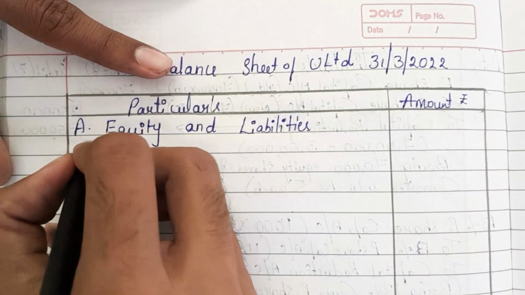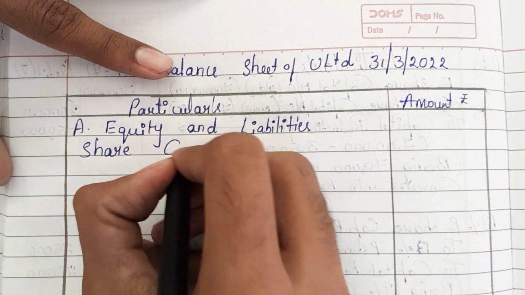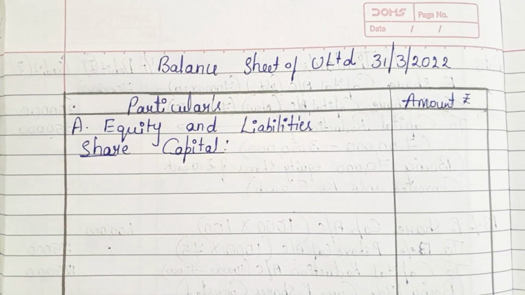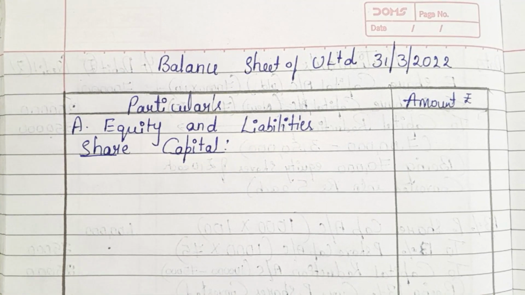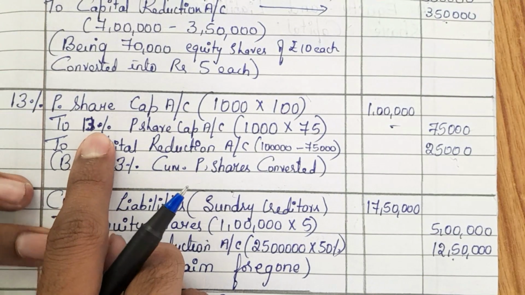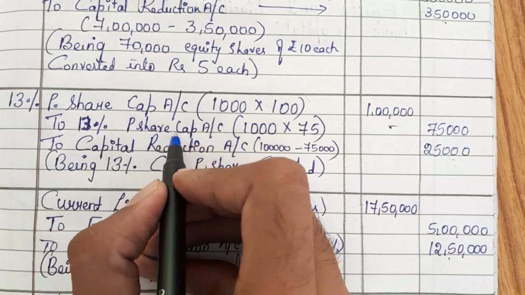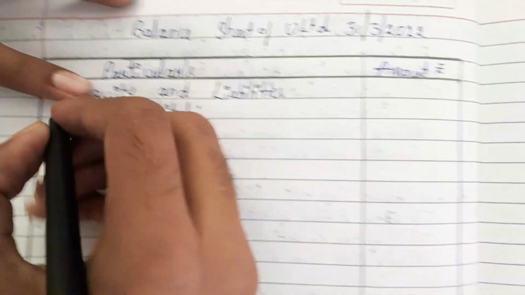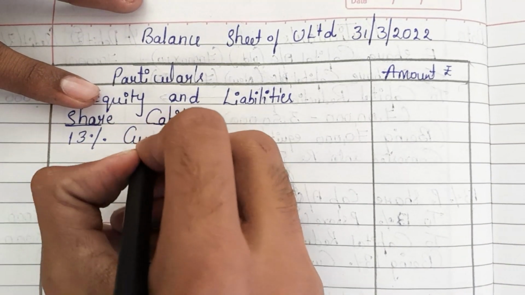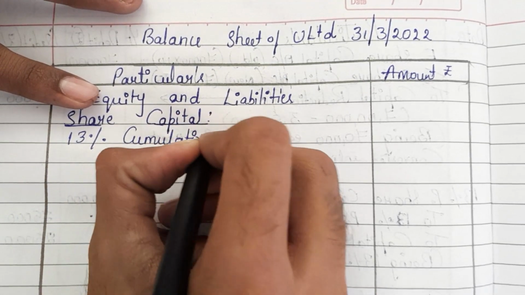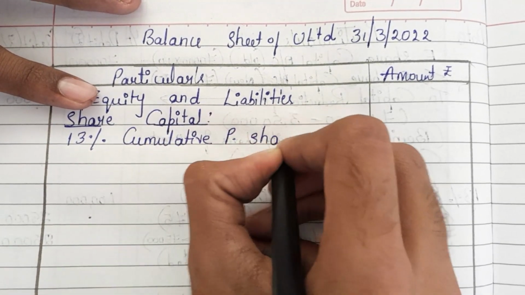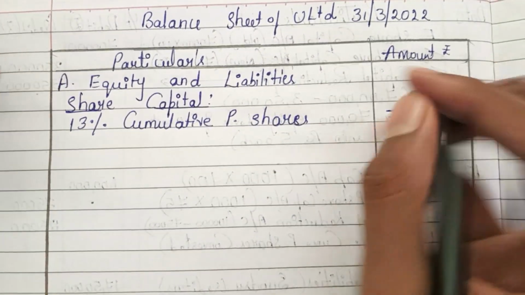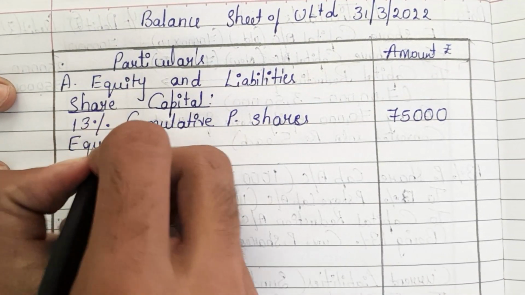Under equity, first what comes is share capital. So in this share capital, first we have 13% preference shares. So the 13% cumulative preference share capital we have, that is 75,000 rupees, that we need to write.